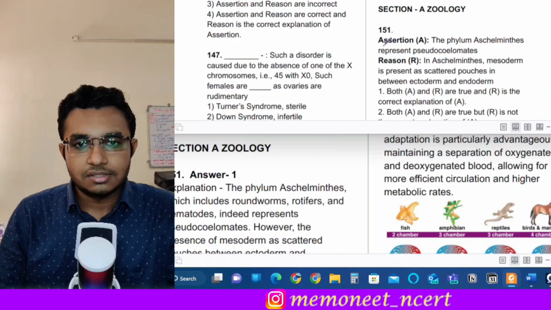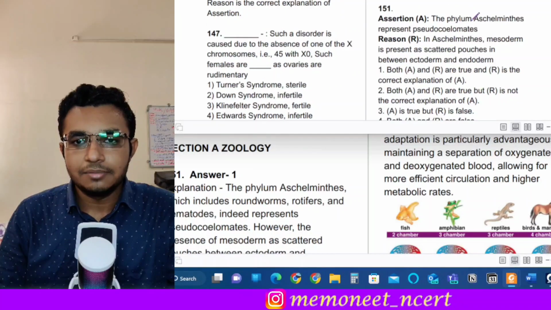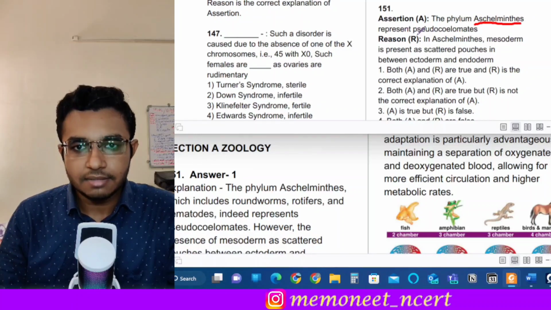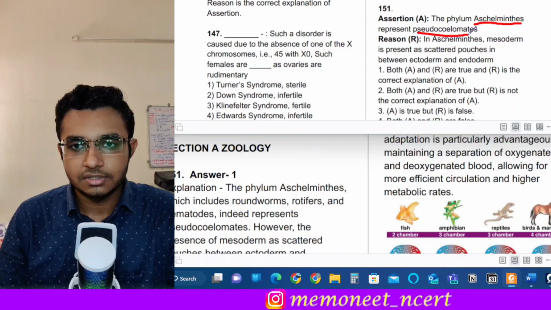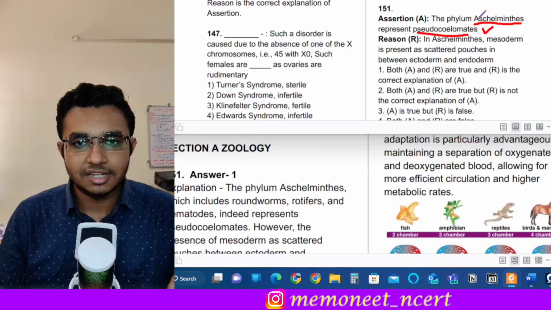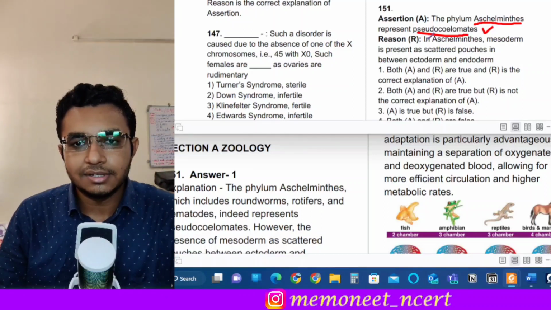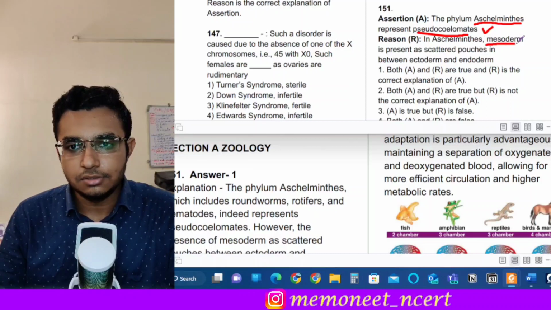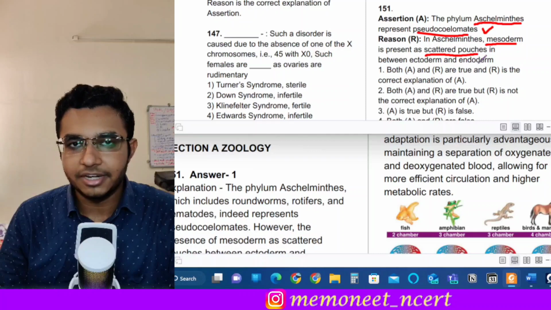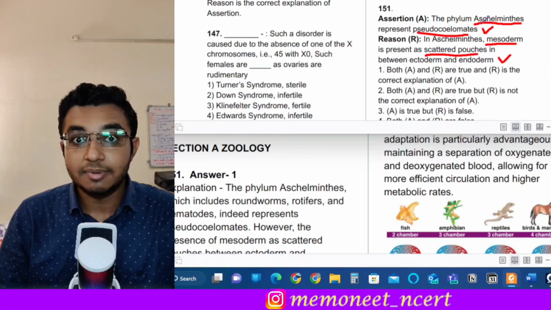The question is an assertion reason type of question, and the assertion is that phylum Aschelminthes represents the pseudocoelomates. So the assertion is correct because in Aschelminthes the pseudocoelomates are present. It is a characteristic feature of the Aschelminthes. The reason given here is that in Aschelminthes mesoderm is present as scattered pouches in between the ectoderm and endoderm. So the reason given here is also correct, and it is the correct explanation for the assertion.